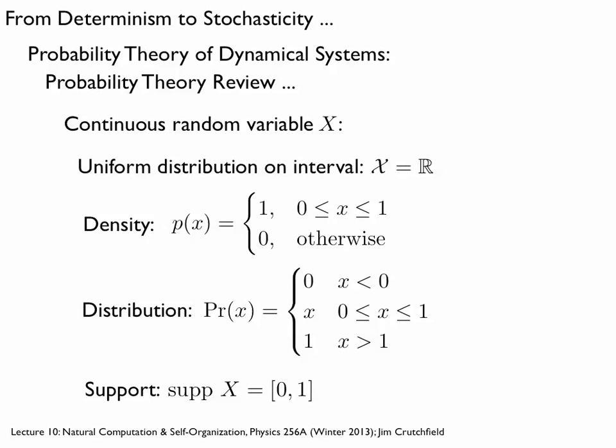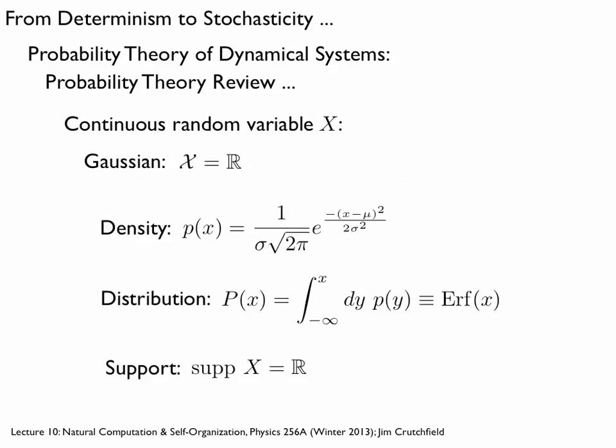Right, so that plot goes like this. So you can see how this is like a derivative, right? The distribution function had constant slope, this had constant value. And then finally, the support of this random variable is just the unit interval 0, 1 inclusive.